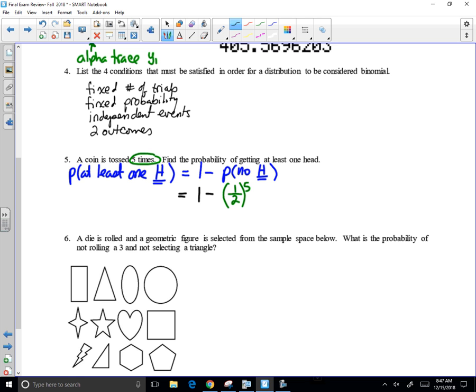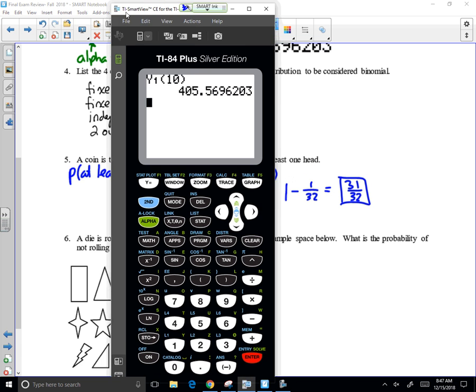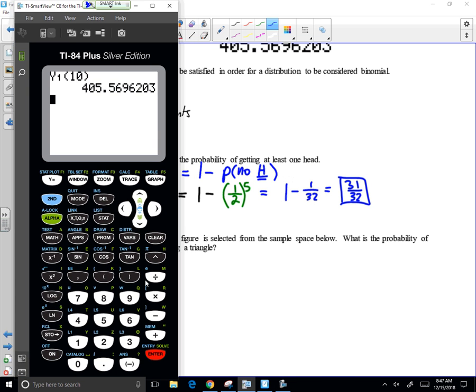All right. Now you could do this in your calculator, one-stop shopping. I mean, the numbers aren't bad here. This is 1 minus 1 over 32, which would be 31 over 32. But again, the calculator will do it for you, so why not? Why not let it do what it's made for?